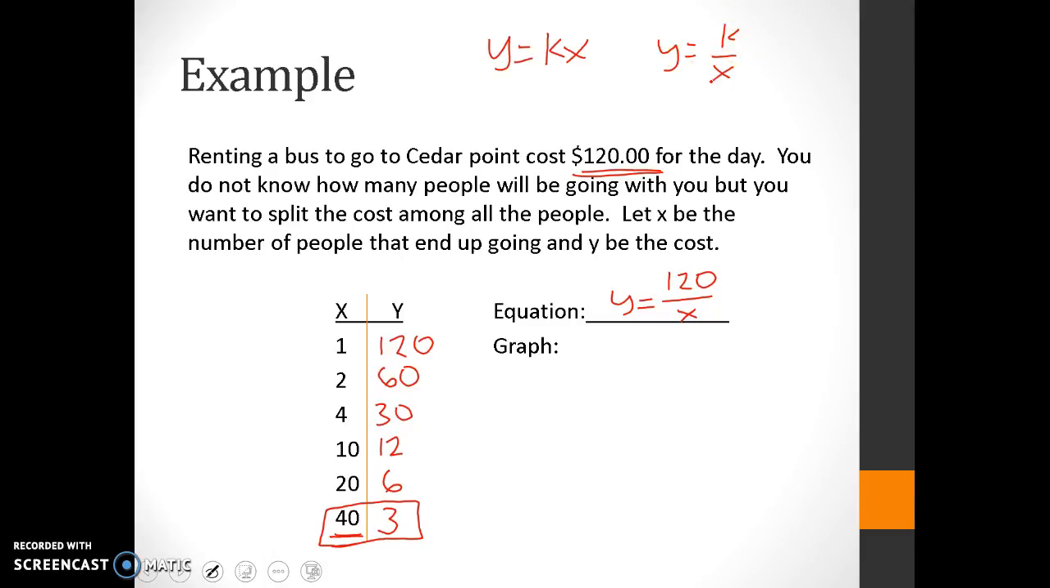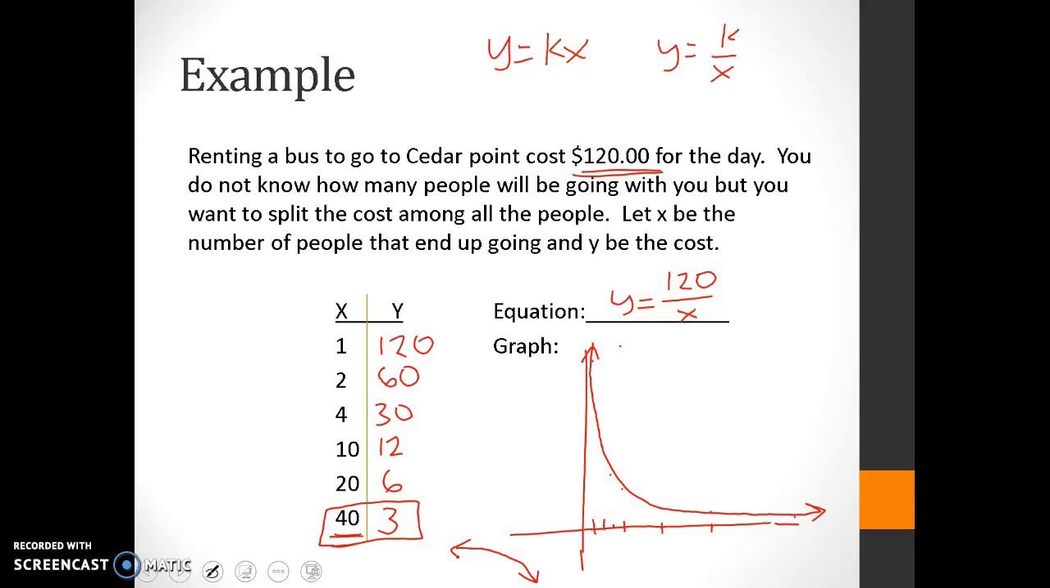And so the graph of this is kind of interesting because there's really 2 parts of this. I'm going to just graph one part right now. I know if I'm over here at 1, I'm all the way up at 120. If I go over to 2, I'm down to 60. If I go 4, I'm at 30. 10, I'm at 12. 20, I'm at 6. 40, I'm at 3. If 120 people went, I'd be at $1 a piece. And you can see the graph looks something like this. That's called a hyperbola. If we plugged in negative values for x, we would have negative values for y too, and it would be a reflection on the other side. It would look like this.